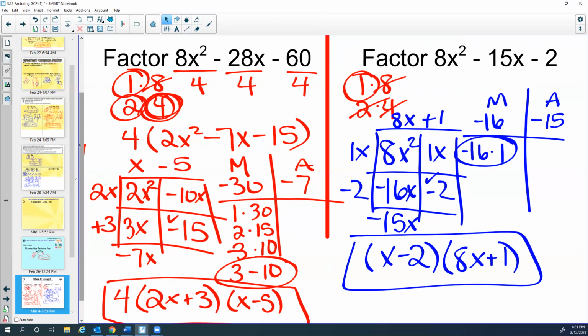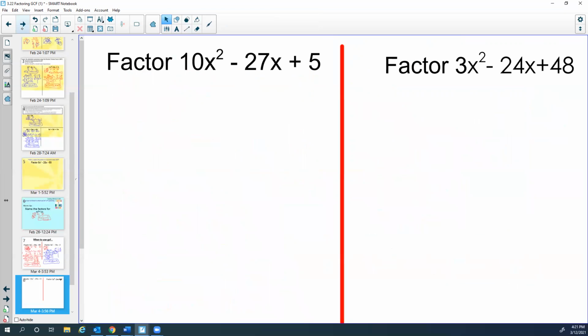All right, we got time for a few more. All right, here's 2 more. Go ahead and start working them out.